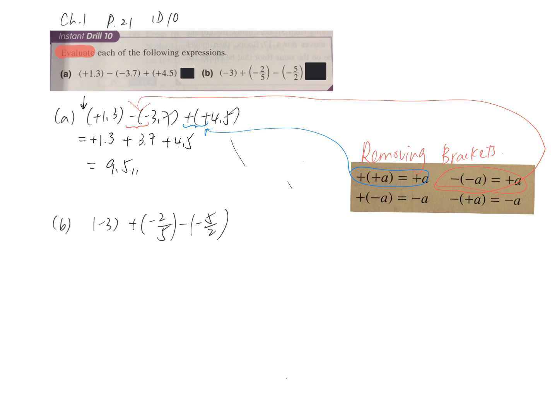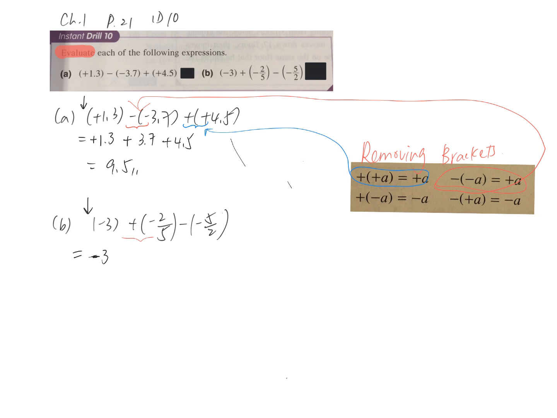Now let's go on to part B. Part B, we see fractions. Negative 3 plus negative 2 over 5 minus negative 5 over 2. So let's remove the bracket one by one. For the first bracket, it's always easy. There is no symbol at the front. So I will copy a negative 3 down. Here, the negative sign cannot be skipped. You cannot omit this negative sign.